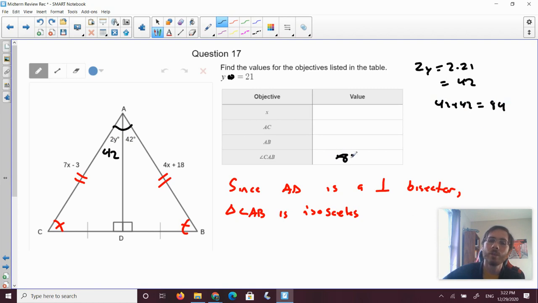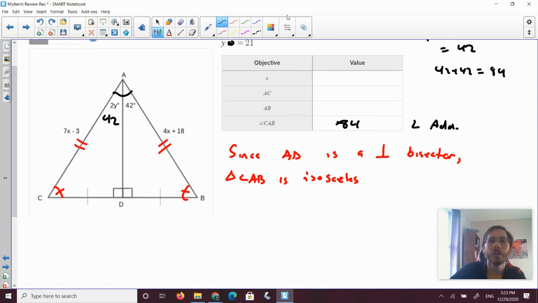So I may as well just solve for that one right away, since that's angle addition. So the next ones I've got to get are x and then the two sides. Well, it looks like I have to get x in order to get the sides, so I'm going to get x first. Nice thing is, since this triangle is isosceles, we know that these two expressions have to be the same. They have to be equal. So we can just set them equal to each other.